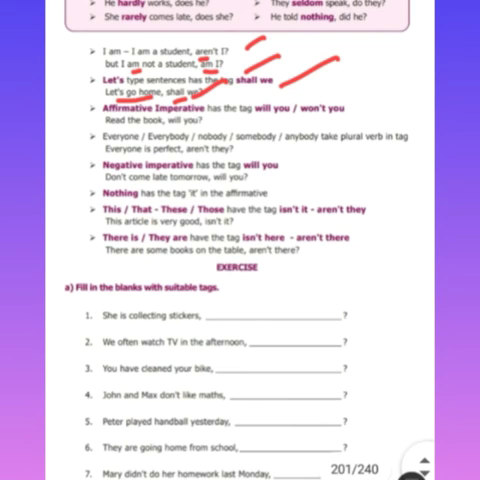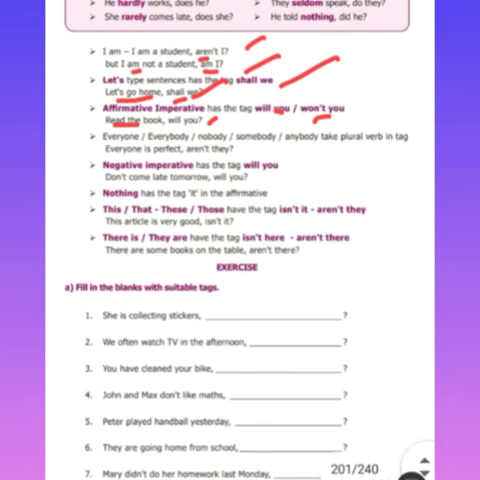Now, when the sentence is an affirmative imperative, what is called an imperative sentence? Command, request, or order. Yes, so in such cases, you will be using the question tags will you or won't you. Read the book. This is the command. Yes, the question tag will be will you or won't you.